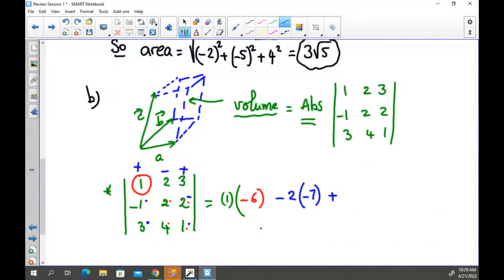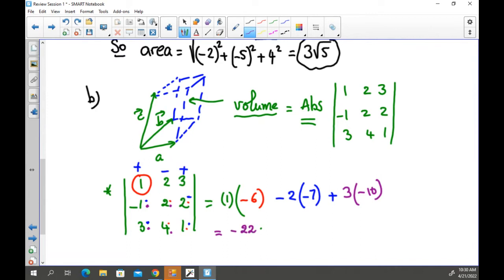And then finally, plus the 3 times this times this, minus 4, and minus 6. So it's minus 10, yes, minus 10. So this is going to give us minus 22, so yeah, minus 22.